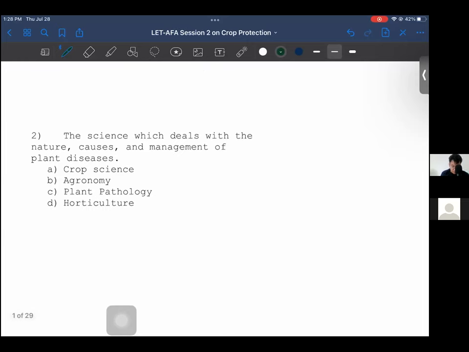So nature, kapag sinabing nature, paano siya nag-grow at saka nagre-reproduce? Causes, ano ang mga factors na nagli-lead sa reproduction ng isang plant disease? And management, paano natin a-actionan yung mga yon? So actually, this will be tackled mamaya sa mga late na mga items natin. So yes, it's plant pathology.